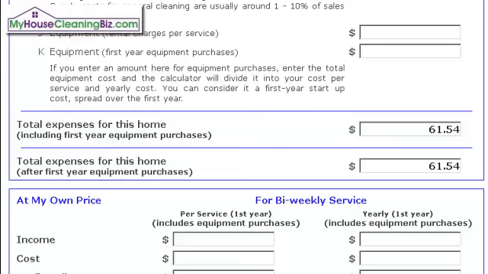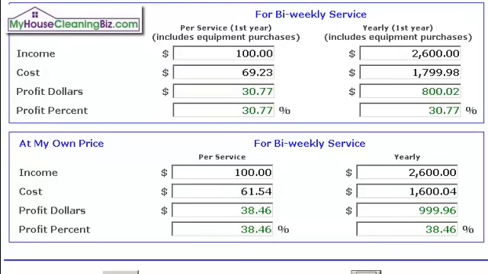you want to. If you need to purchase equipment especially for this job, you can estimate that in here. We have a field for rental charges or for first year equipment purchases. So let's say you needed to buy a vacuum for this account and it was $200, and you could enter that in here. And I'm just going to go ahead and do that for our example.